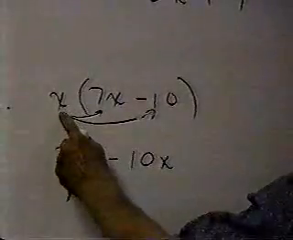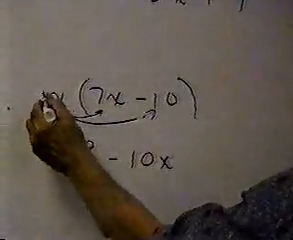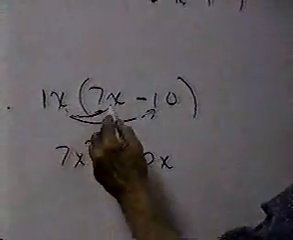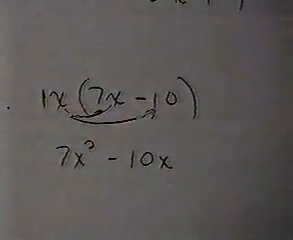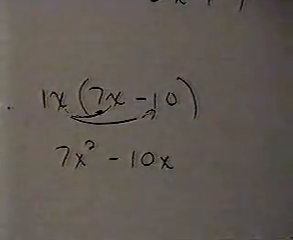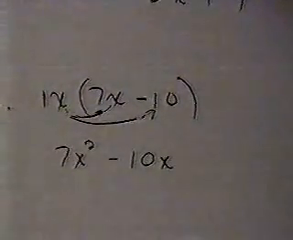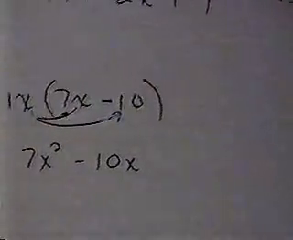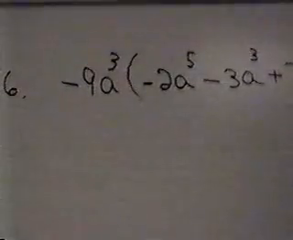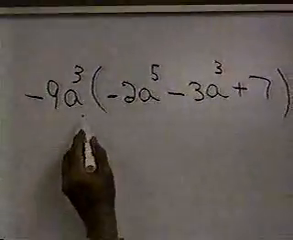Well, this is a 1, so numbers times numbers. 1 times 7, that's 7. And then x times x is x squared. All right? Next example is number 6. Okay, we're going to distribute that to everything inside.